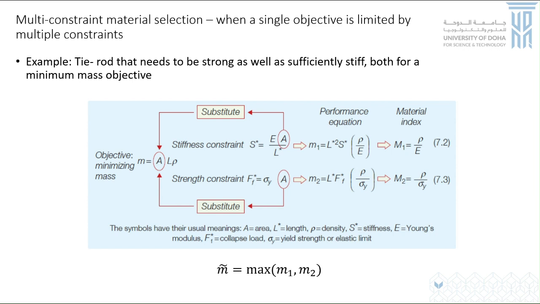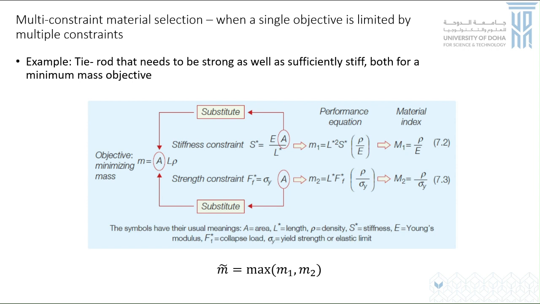So, for this tie rod you have two constraints. One constraint is on the deflection, that is, how much it can deflect, and the other constraint is based on the maximum load that it needs to bear. Now, for argument's sake, let's say your objective is to minimize the mass of this tie rod. You can write down your mass equation just like we did last time, when we were deriving the material indices.